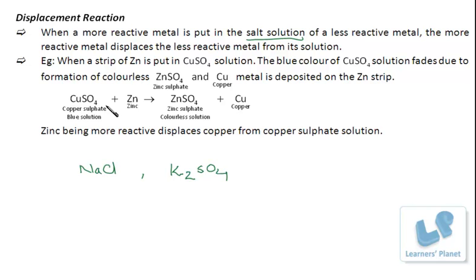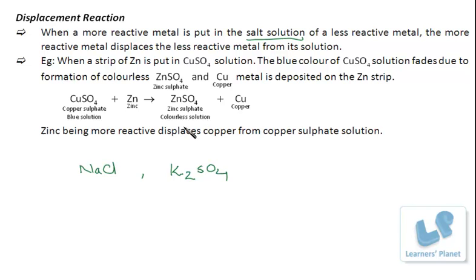When a strip of zinc is put in copper sulfate solution, what happens? The blue color of copper sulfate solution fades due to the formation of colorless zinc sulfate, and copper metal is deposited on the strip. In this case, see what is happening? Zinc is more reactive than copper. So when a zinc strip is put in copper sulfate, a salt dissolved in water, zinc displaces copper. That is, zinc comes in place of copper and forms what?